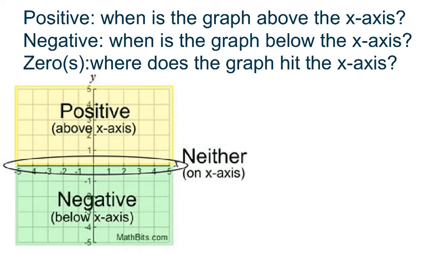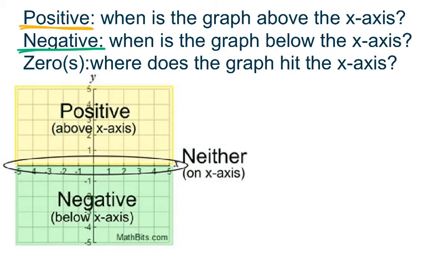Let's talk about some positive and negative because that's another thing we're going to do. So positive, I got it in yellow. That is, when is the graph above the x-axis? If you look at that graph, everywhere that's shaded in yellow is above the x-axis. Negative we'll do in green. When is the graph below the x-axis? Everywhere it's shaded in green, it's below.